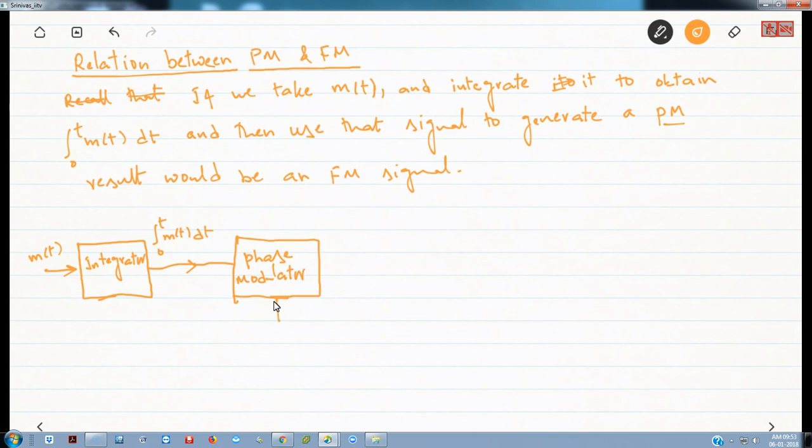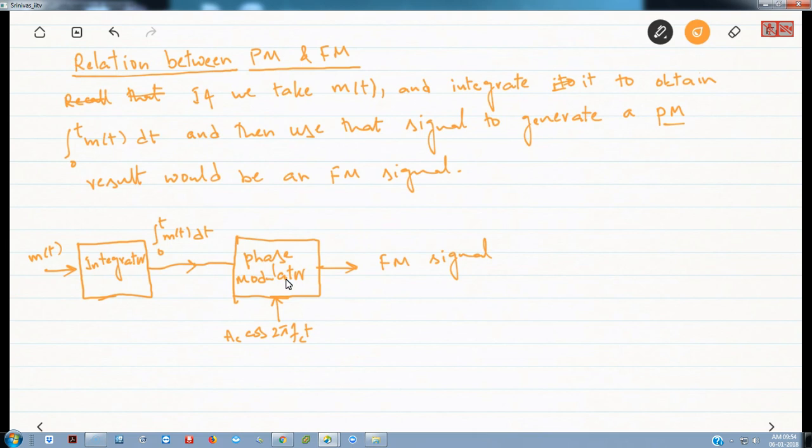So this phase modulator requires also a carrier signal, right? So let me write that carrier signal. We have taken m of t, integrated that to get integral 0 to t m of t dt, and then this signal we are using to drive a phase modulator. Then what I am saying is that the result would be an FM signal.